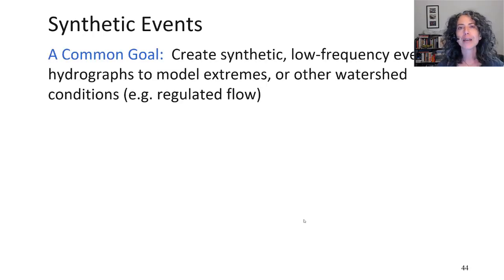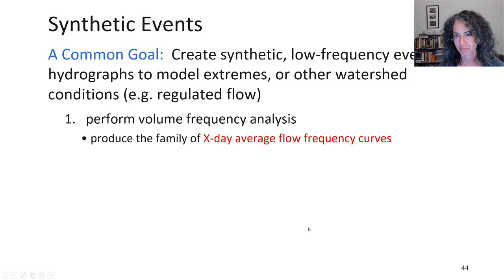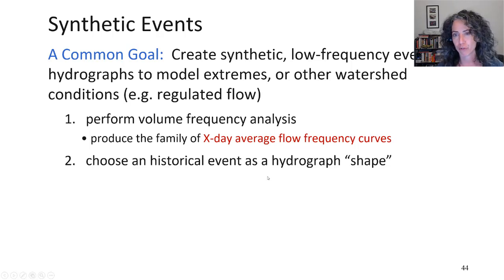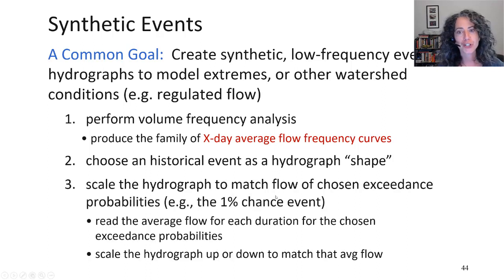So we've created this family of volume frequency curves for the purpose of creating synthetic events, right? So we wanted to create events that have a given exceedance probability that we can route through our models. Right, the first step was to perform the volume frequency analysis and get this family of frequency curves for various different durations. Next step is to choose an historical event to be our hydrograph shape, and then we're going to scale that historical hydrograph to match the average flows or volumes of a chosen exceedance probability.